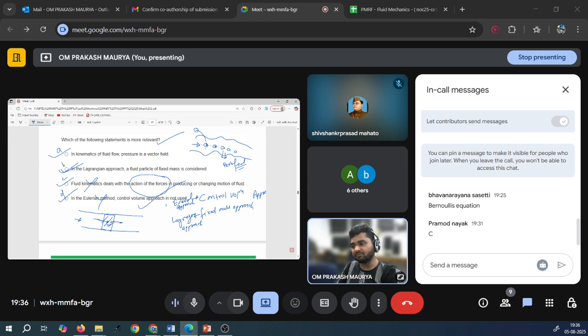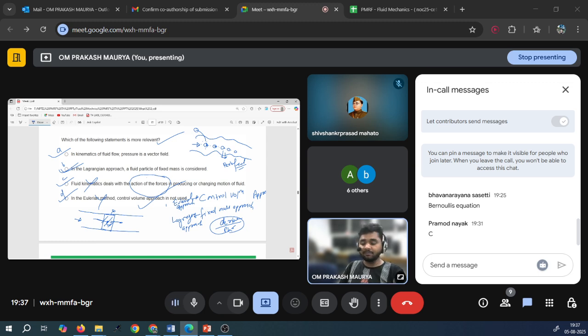Such an approach is known as the Eulerian approach, and both approaches are used for deriving the formulas, deriving physical phenomena in terms of mathematics. So always remember what is Lagrangian and what is Eulerian. Usually in fluid mechanics we use the Eulerian approach.